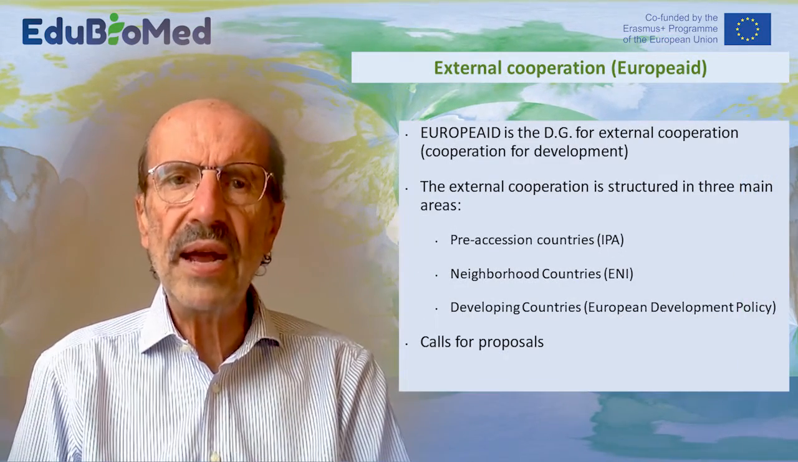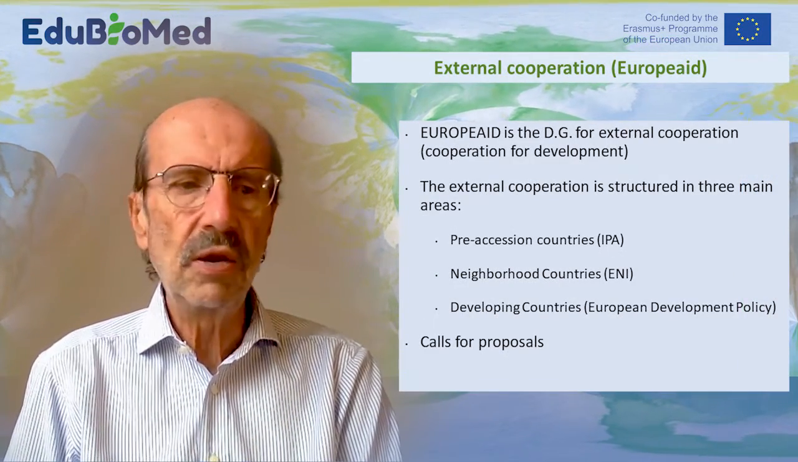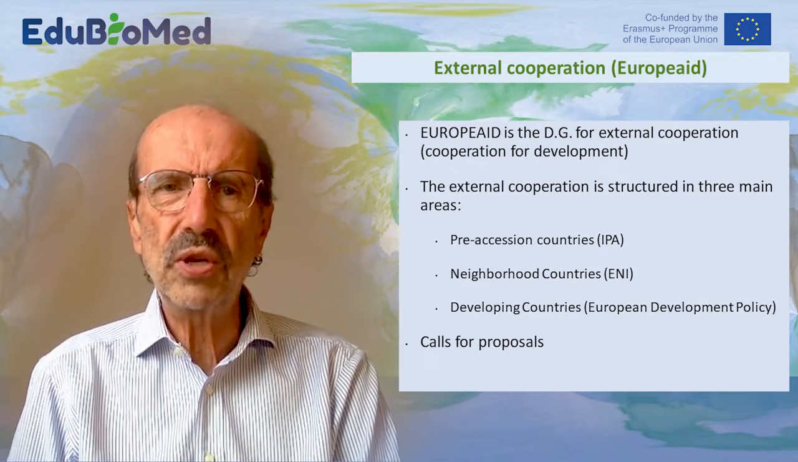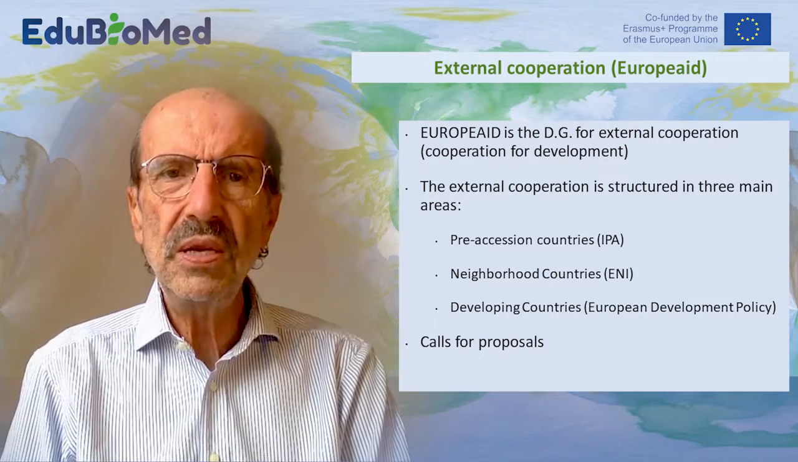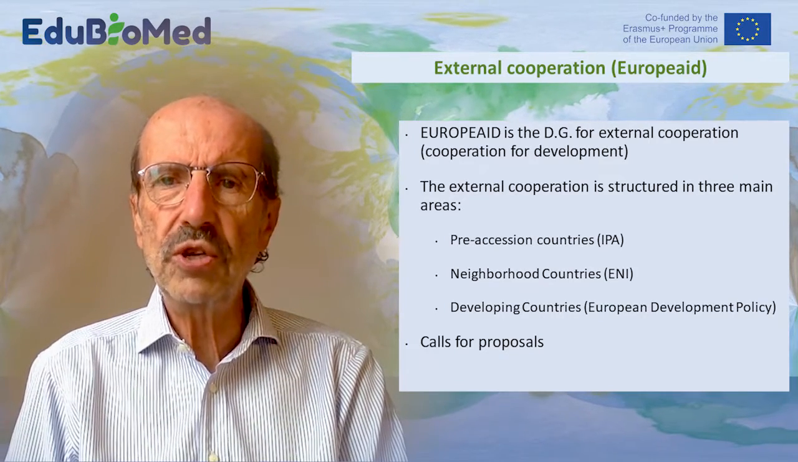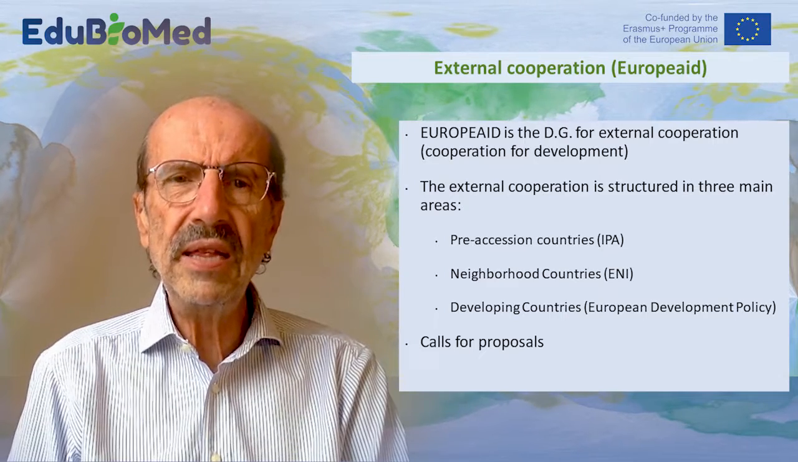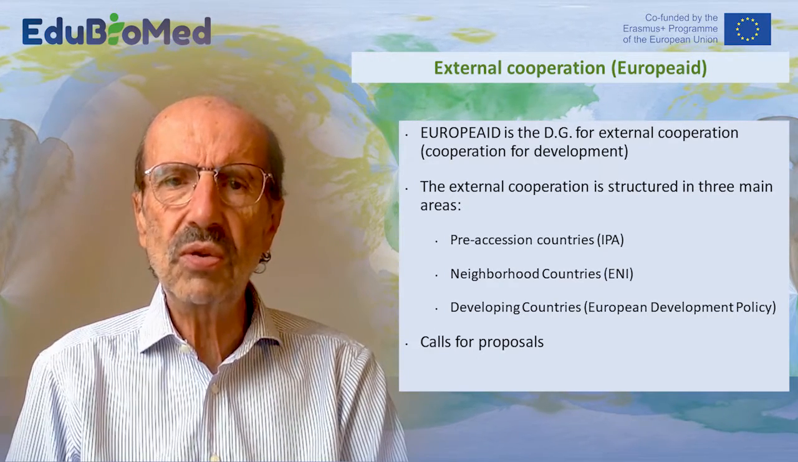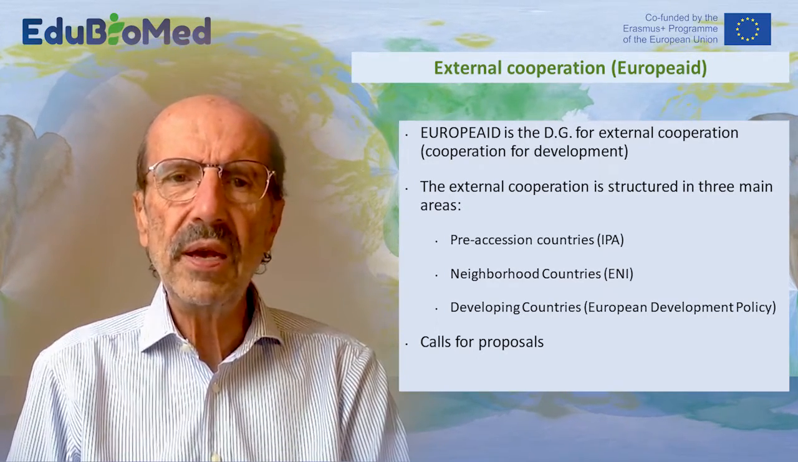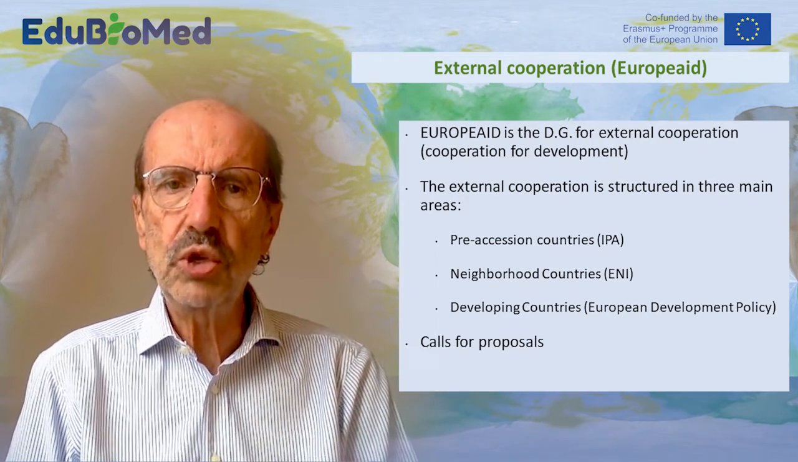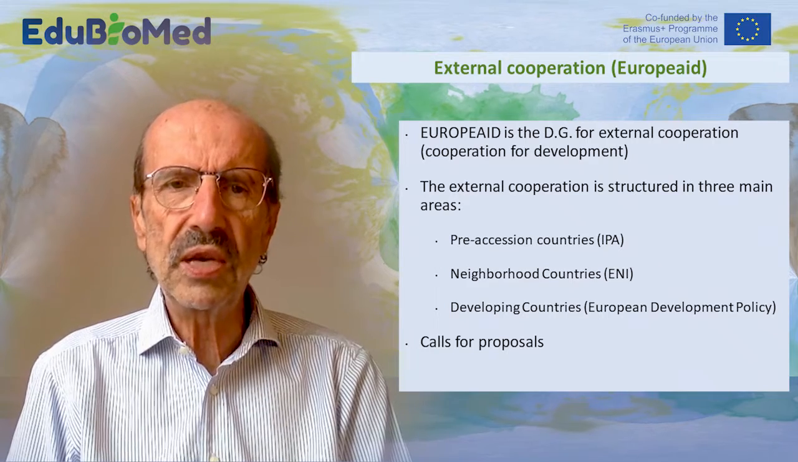The third big strand, which is explicitly meant for non-European Union countries, is the external cooperation, EuropeAid. EuropeAid is the Directorate General for External Cooperation, also called the Cooperation for Development. And the external cooperation is structured into three areas. The pre-accession countries, IPA, these are the countries which we saw before, Albania, Kosovo, etc.